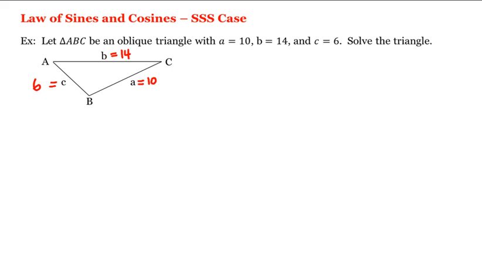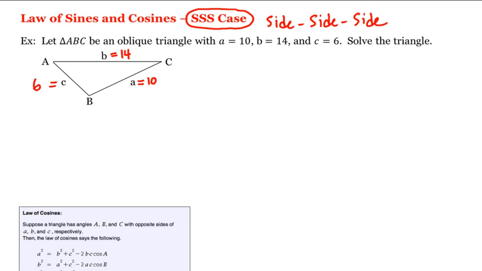Now this is what we refer to as the SSS case, which stands for side, side, side, because we're given all three sides of the triangle, but no angles. And therefore, since we are not given a matching angle side pair, we cannot start off by using the law of sines. But we can, however, start off by using the law of cosines.